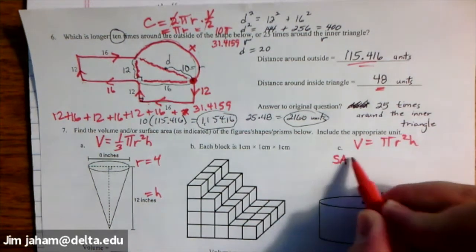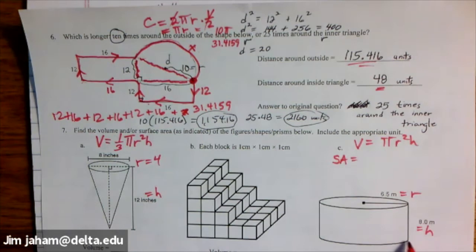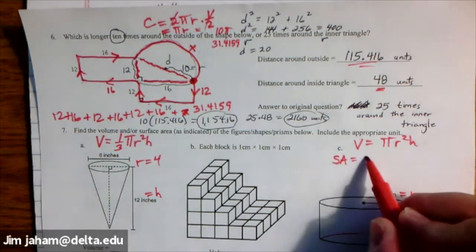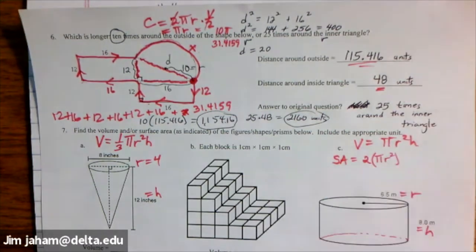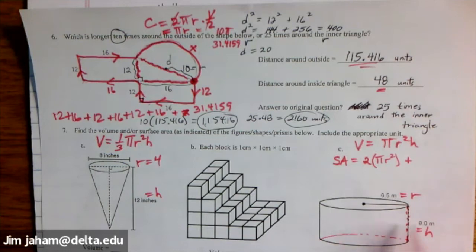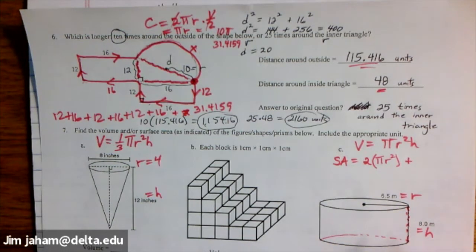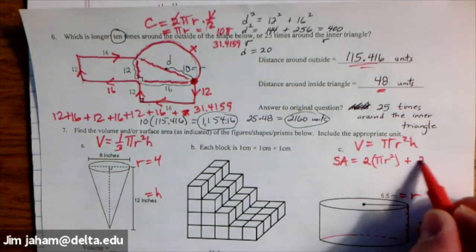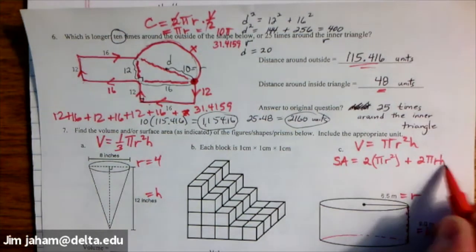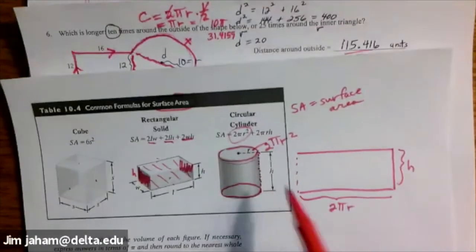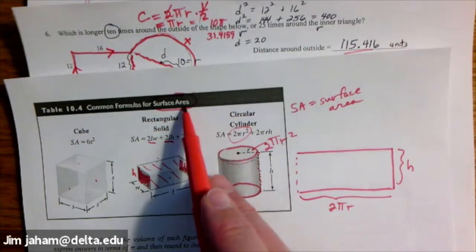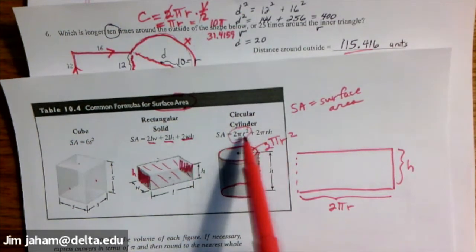And then the surface area. You've got this circle on the top and the circle on the bottom. That's two circles, and the area of a circle is pi r squared. Then, if you cut this cylinder's label and roll it out, you're going to have a rectangle. The rectangle's length is the circumference of the circle, times the width, which is the height. This formula is one of the formulas that you will have access to. It's the surface area of a circular cylinder: 2 pi r squared plus 2 pi rh.